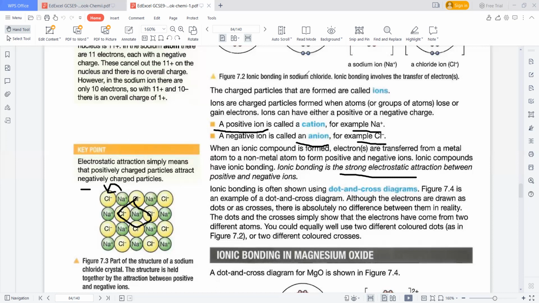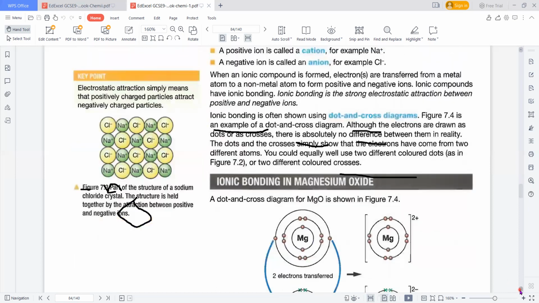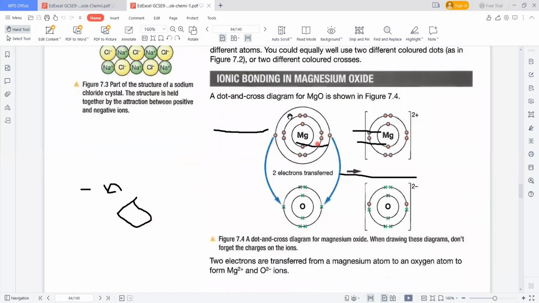Okay, now the next point is how a certain number of elements are going to behave. The case is the same when it comes to magnesium. It contains two electrons in its outermost shell. Now it has to get rid of these two electrons, so you should be clear that magnesium is going to get rid of this one and this one.